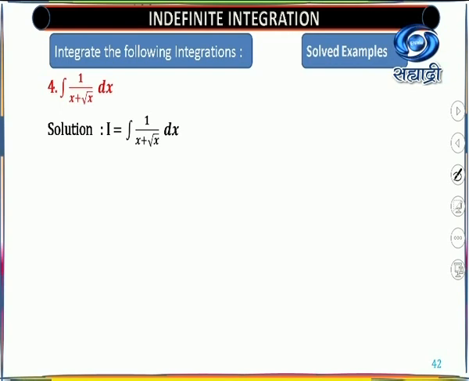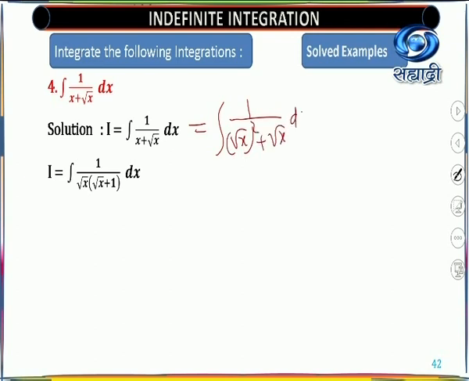This is 1 upon x plus root x. Now x is there and root x is there. Are you able to write your x in terms of root x? That is nothing but this x. Look at here. This x you are able to write as root x bracket square plus root x dx. So if you take root x common, it becomes 1 upon root x into root x plus 1.